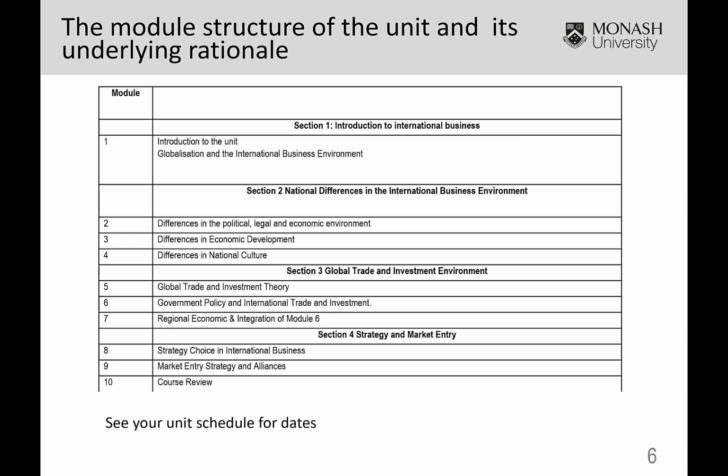The second section of the course looks at national differences in the international business environment. We're dealing with that in 3 modules. The first module looks at political, legal, and economic environments, and we compare different countries. We talk about some theoretical frameworks so that we can understand those differences. We then look at differences in economic development and the pathway to economic development. For example, clearly China and Vietnam have followed a different pathway to economic development than Singapore, Australia, the US did.